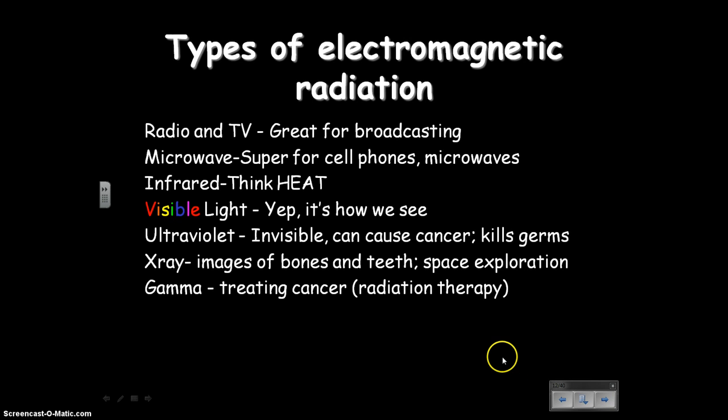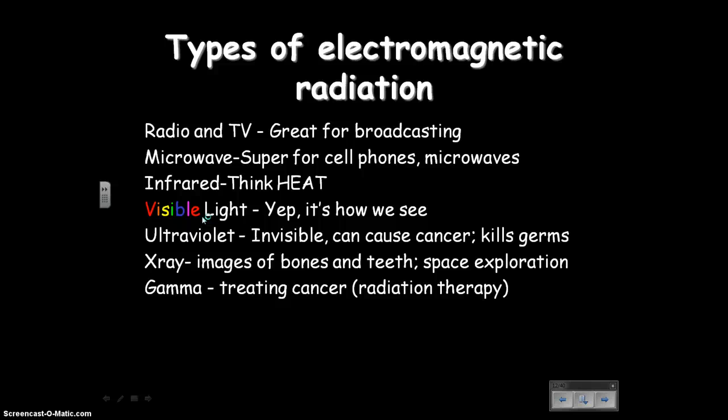So some types of electromagnetic radiation, right? Radio and TV, great for broadcasting. Microwave waves, super for cell phones and microwaves, of course. Infrared, think heat, right? Infrared lighting, the military uses quite a bit. Then we have visible light. This is how we see.